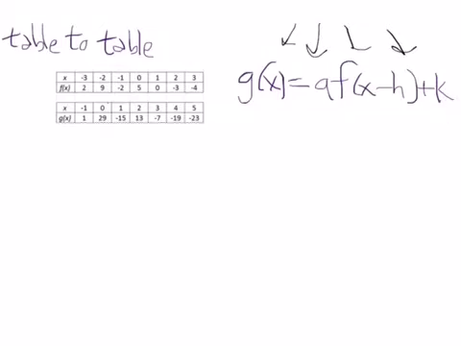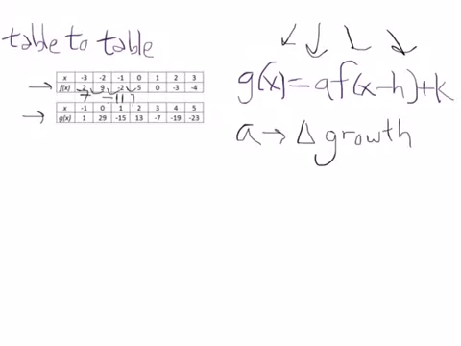As I take a look at that, the first thing I want to do is find a. A is about growth, the change, that's a delta, that's a symbol for change, the change in the growth from one table to the next. So I'm just going to look at how the outputs are growing in each of these. In f, 2 to 9, that's a change of 7. And 9 to -2, that's a change of -11. -2 to 5, that's a change of 7. 5 to 0, -5, and I could keep looking at those. So that's how it's growing.